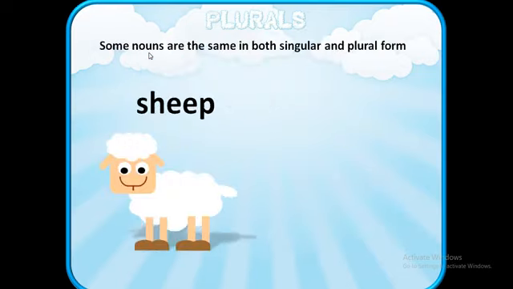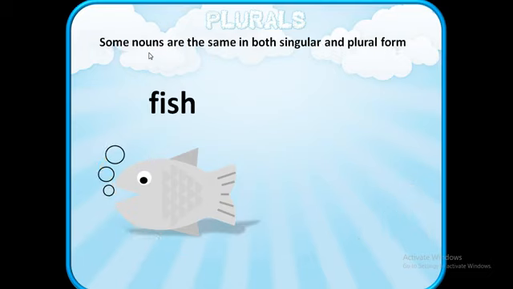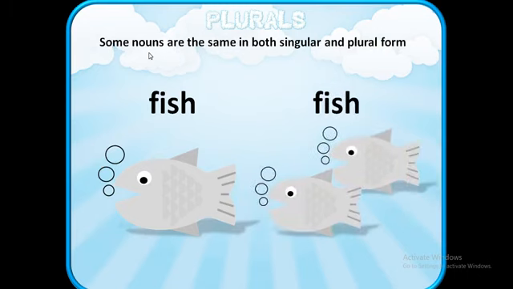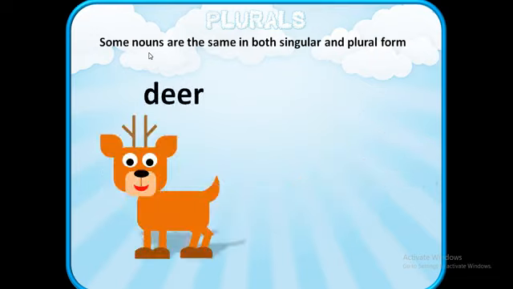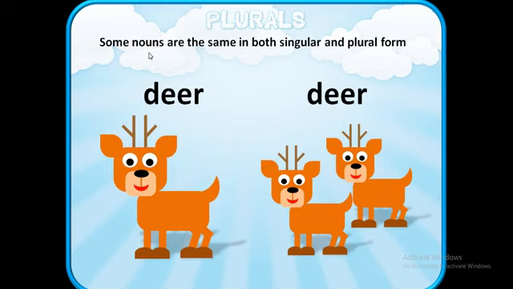What about sheep? Some nouns are the same in both singular and plural form. Sheep and sheep. One sheep, and maybe two sheep, three sheep. The plural noun is the same. Fish, one fish, a fish, and the plural noun is fish. Two fish, three fish. Deer. I cannot say deers. Deer is the same. A deer, three deer, four deer.